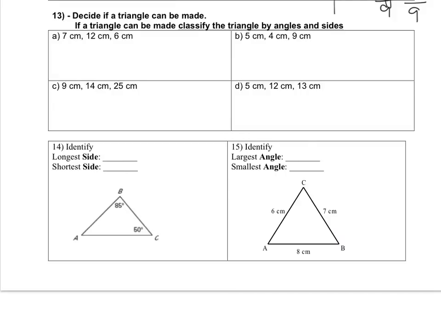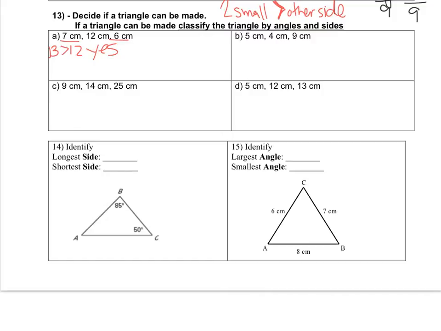Okay, on number 13, it says decide if a triangle can be made. This is part of your free response on the test. You're going to be given 3 lengths, and it's going to ask you if you can make a triangle or not. Remember, to make a triangle, the sum of the two smaller sides has to be greater than the other side. So first identify the 2 small sides. So I have 7 and 6. Add that up. That's 13. Is 13 greater than 12? Yes, it is. So a triangle can be made.